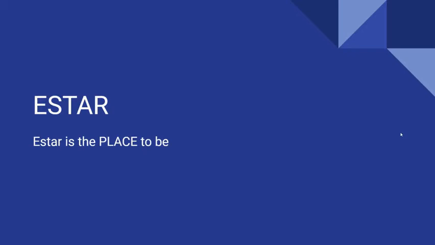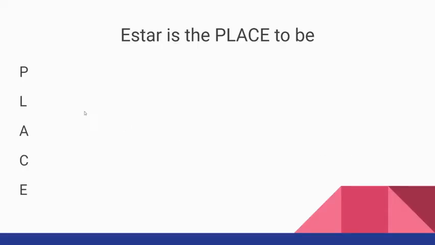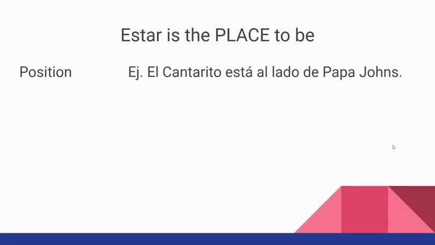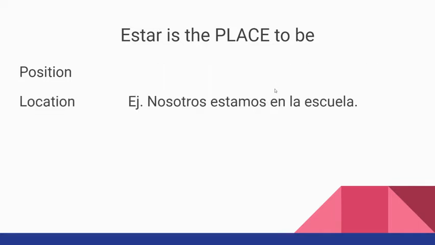So now let's take a look at estar. And we say estar is the place to be. We're using place this time. So here we have place on the side. The first one stands for position. El cantarito está al lado de Papa John's. We're going to see a lot of prepositions here. Location. Nosotros estamos en la escuela. We are located in the school right now.